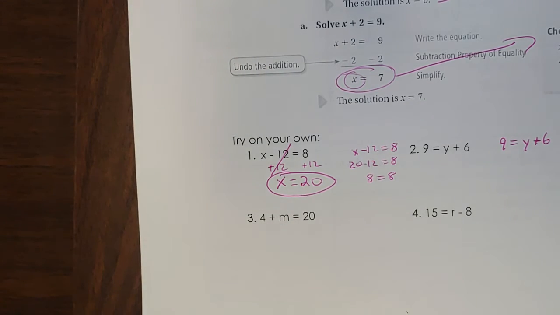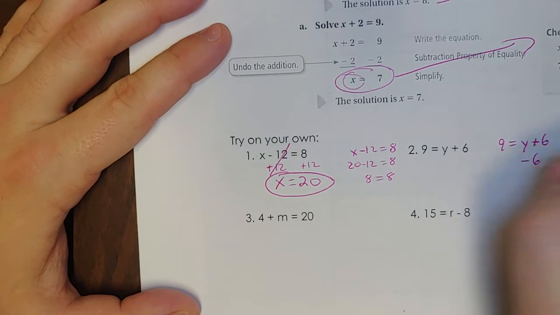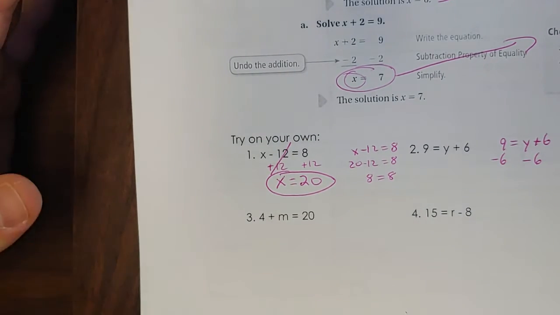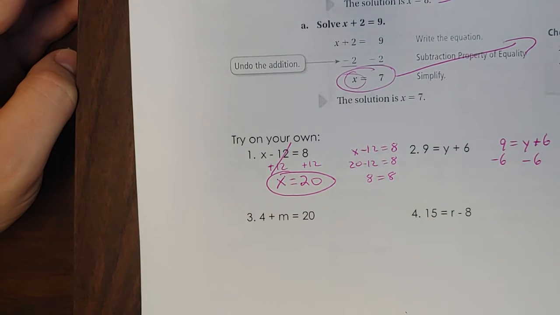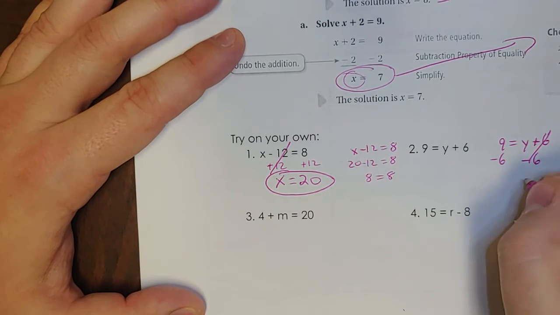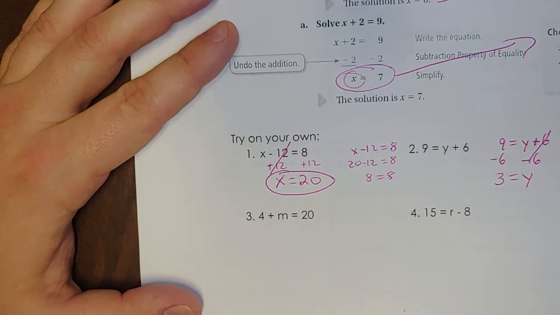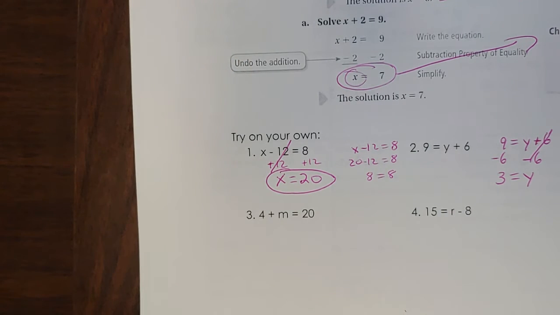I know you know exactly what I'm saying, but we say that we're doing it to both sides because I don't want you to forget that, okay? So we're subtracting 6 from both sides. So we're doing the inverse of adding 6. So these are going to cancel out. And then what is 9 minus 6? 3. Awesome sauce. So 3 equals y, or y equals 3, right?